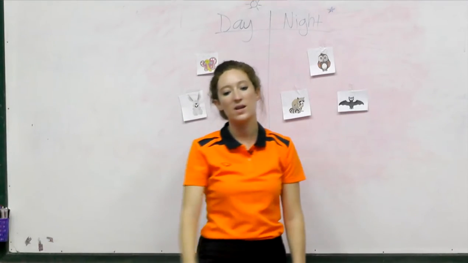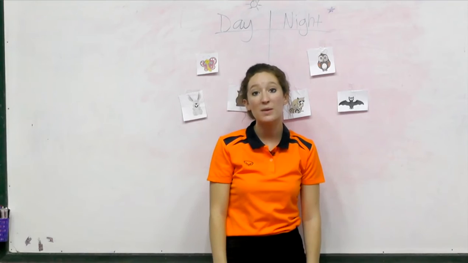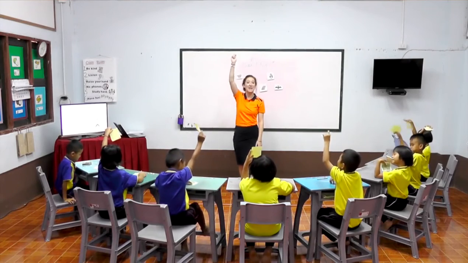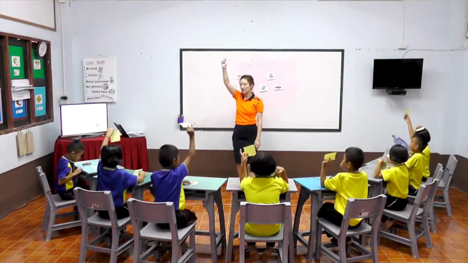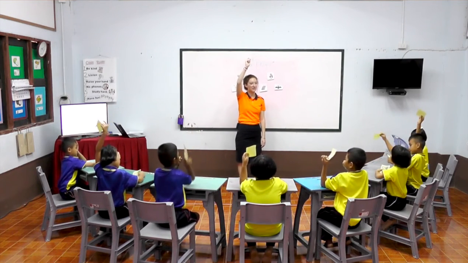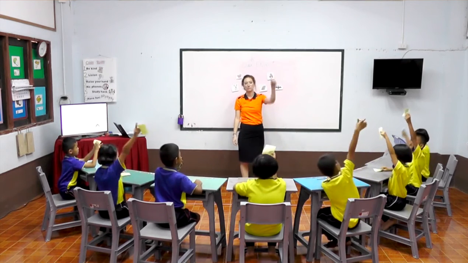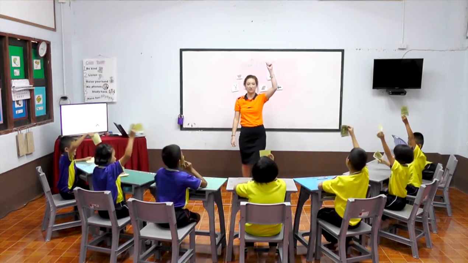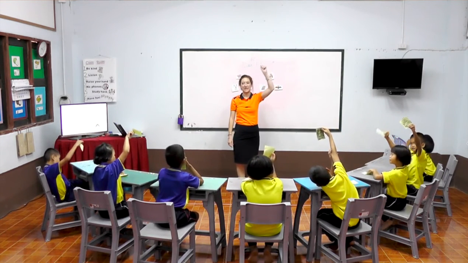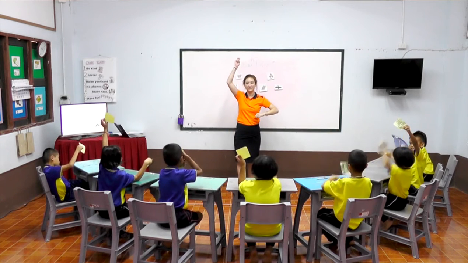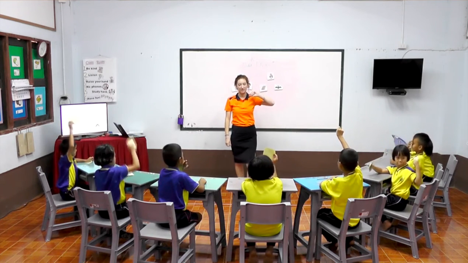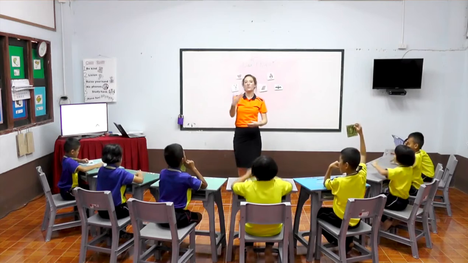Now that we have our voting cards for practice, show me day. Good. It should be the yellow one. Show me day. Very nice. Show me night. Good. It should be the black colored card, the dark one. Day. Night. Good. Very good.